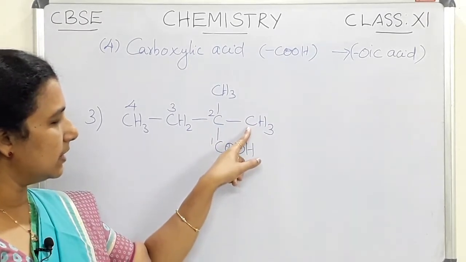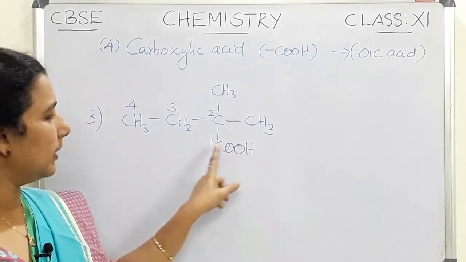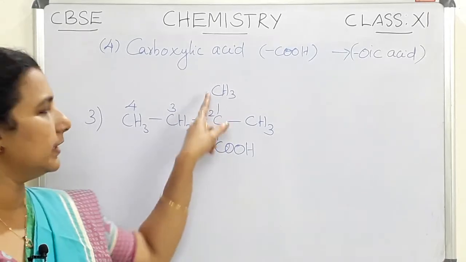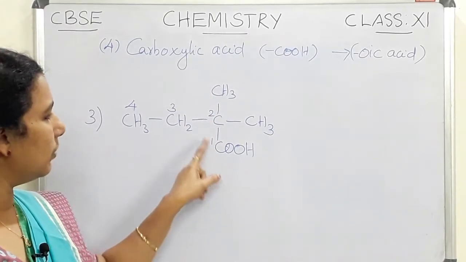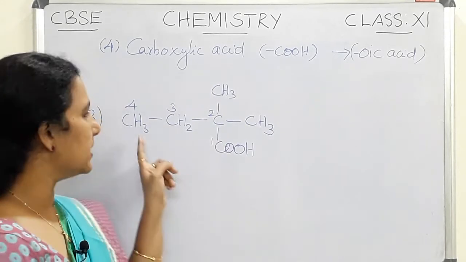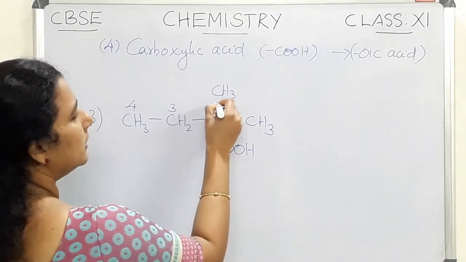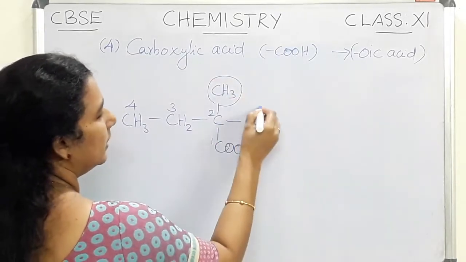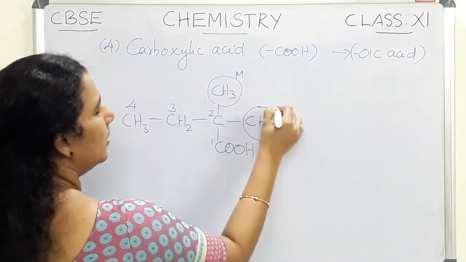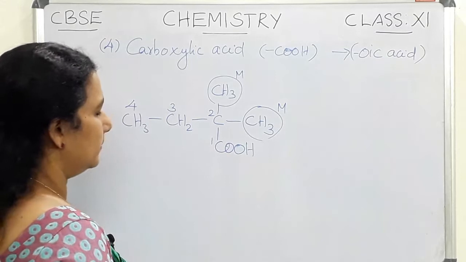So we get the parent chain containing only 3 carbon atoms. If it is 1, 2 and 3, there are also 3 carbon atoms. If you are numbering like this, 1, 2, 3 and 4, we get the longest chain containing 4 carbon atoms. So that is the parent chain. And the other part is considered as a substituent. So 2 substituents are there. Both are methyl groups. That is actually in the second position.